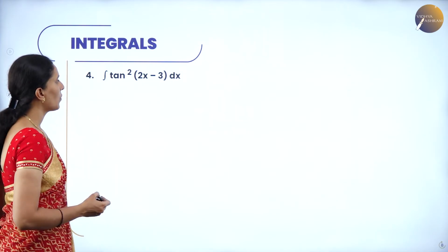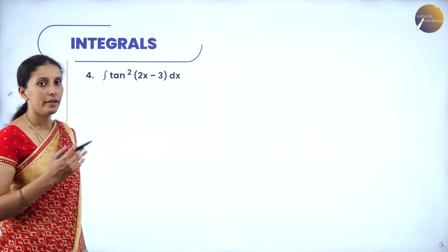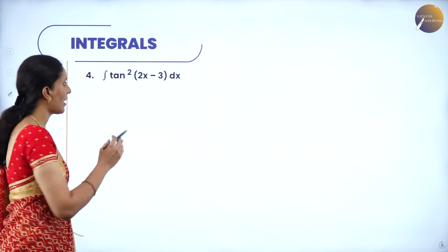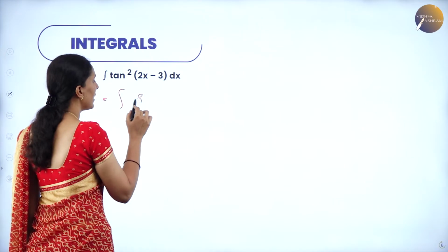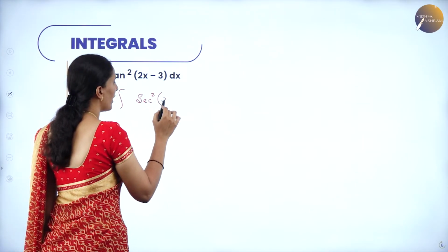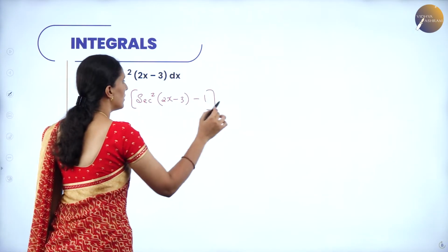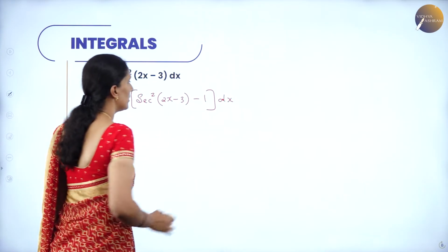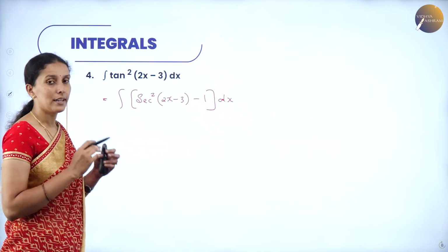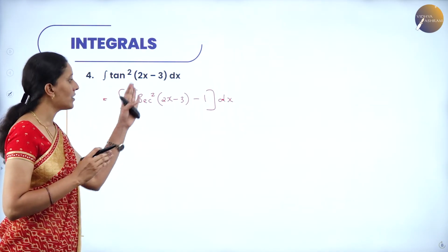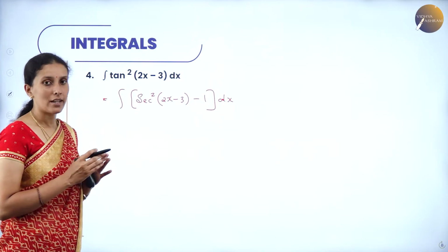Next, tan square 2x minus 3. We don't know the standard integral for tan square, but we can reduce tan square in the form of secant square 2x minus 3 minus 1. So using the standard formula, that is 1 plus tan square theta is secant square theta. Hence secant square theta minus 1 will become tan square theta.